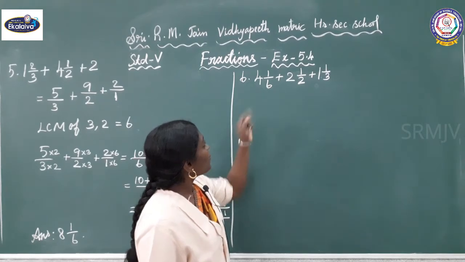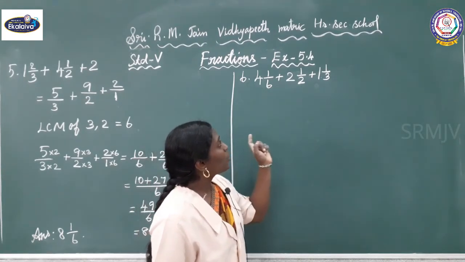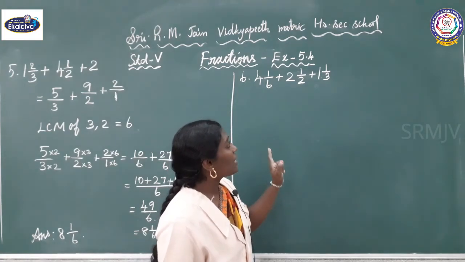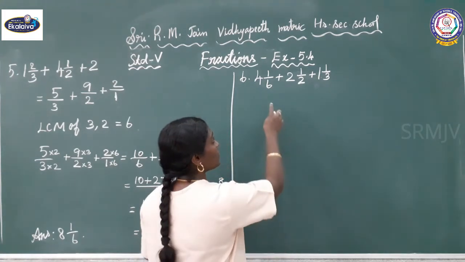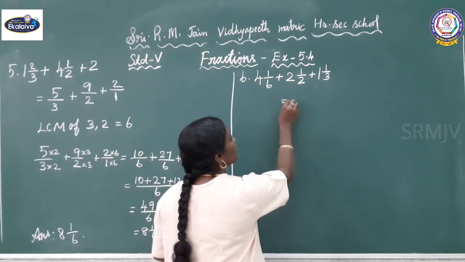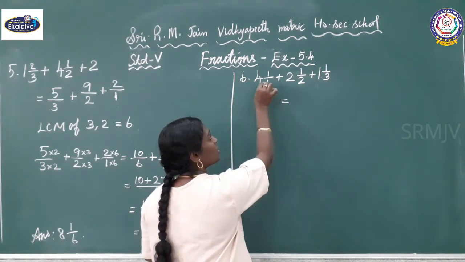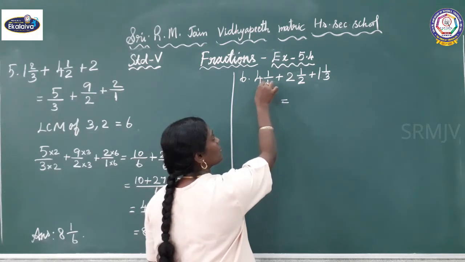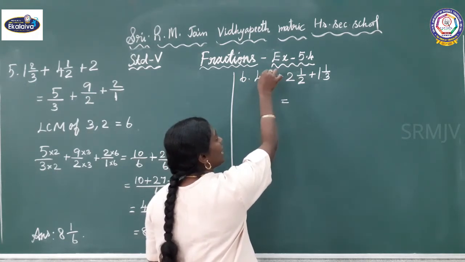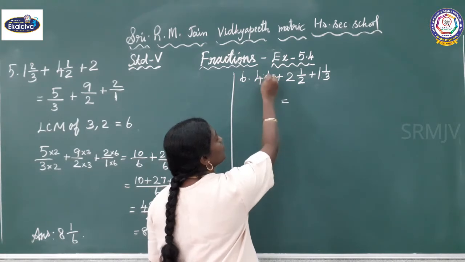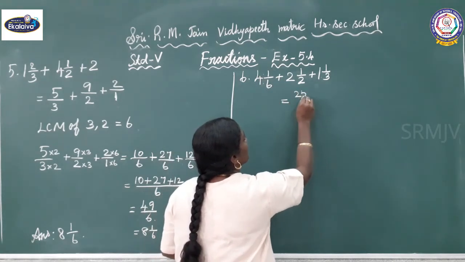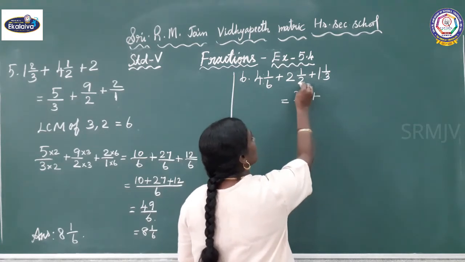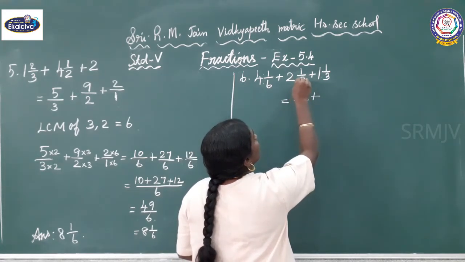The next question is 4 1 by 6, plus 2 1 by 2, plus 1 1 by 3. Here also we are going to add mixed fractions. So first we have to convert them into improper fractions. For that we have to multiply the denominator and the whole number part. 6 4s are 24. Then we have to add the numerator. 24 plus 1 is 25, 25 by the same denominator 6.